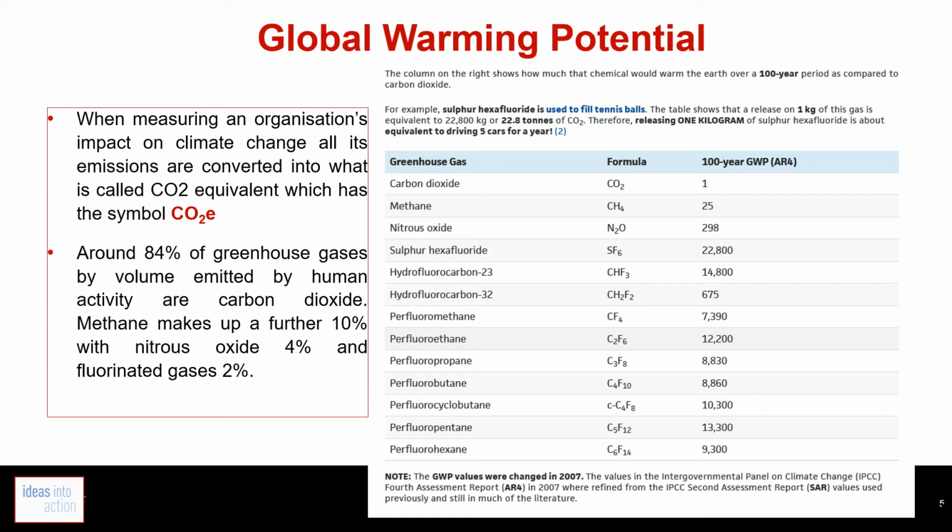Around 84% of greenhouse gases by volume emitted by human activity are carbon dioxide. Methane makes up a further 10%, with nitrous oxide 4% and fluorinated gases 2%.